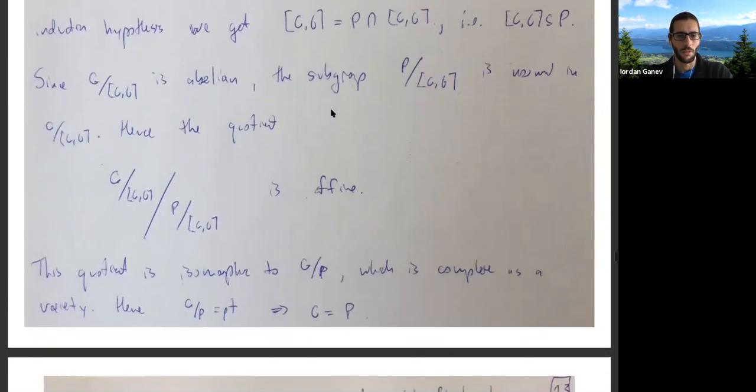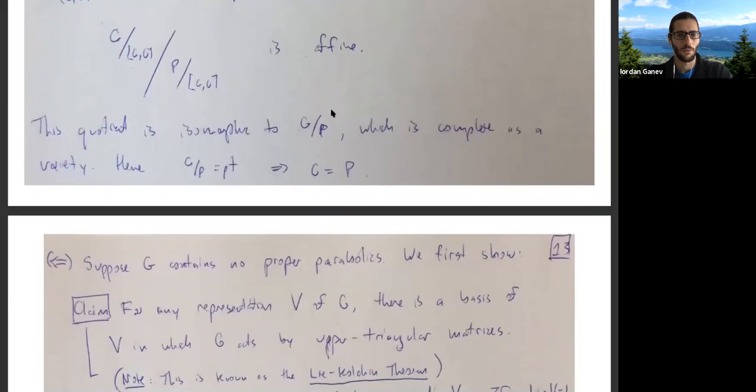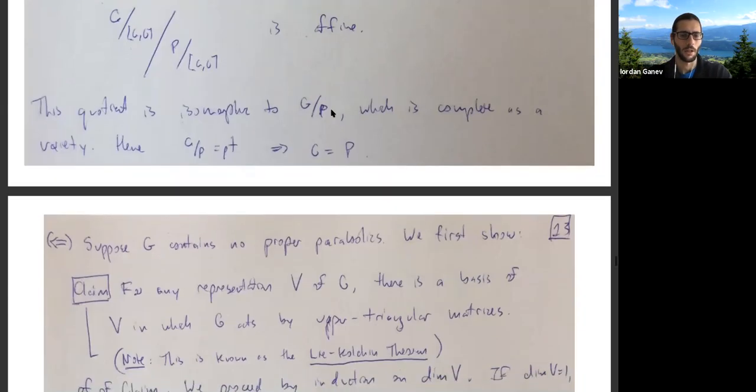All right, so then what about the other direction? Now we want to show that if G has no proper parabolic subgroups, then it must be solvable. First we show this claim: if we have no proper parabolic subgroups, then anytime we have a representation of this group, there's a basis of V on which G acts by upper triangular matrices. This is actually a theorem that appears later on.